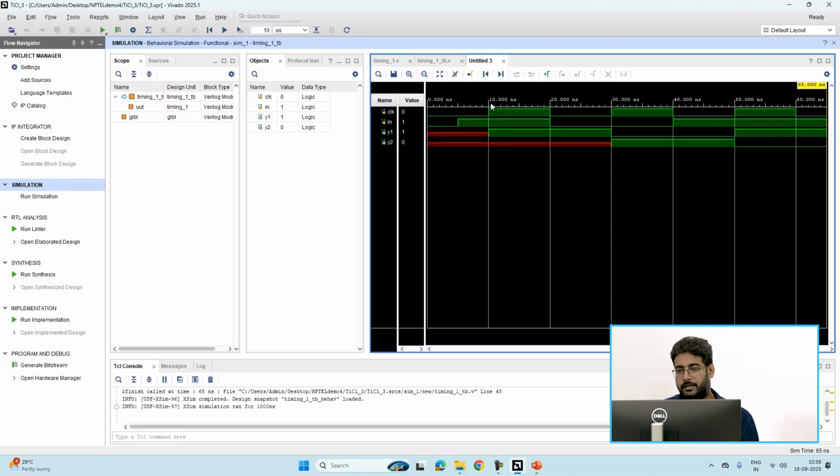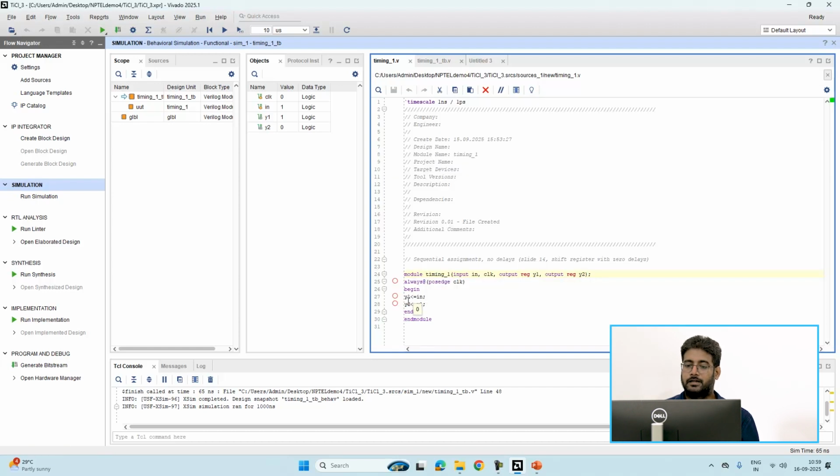So when assignment happens, y1 will show this current value of input, but y2 will still have the old value. Okay, and only in the next clock cycle, the previous value of y1 will come here, and then this value of y1 will come here. It is like this. It's due to y1 not being assigned the current value of input here. So this delay is happening in y2.